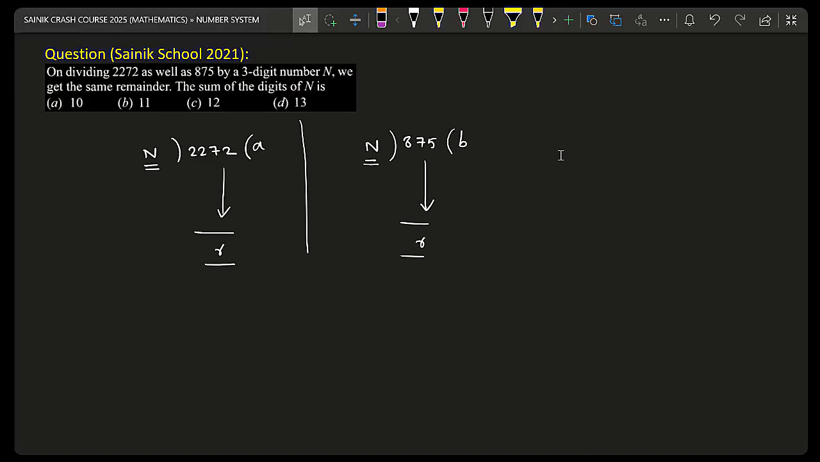So we can take any number. Already I wrote the variables, a and r. You can use those variables also and you can solve. Okay, let me explain.